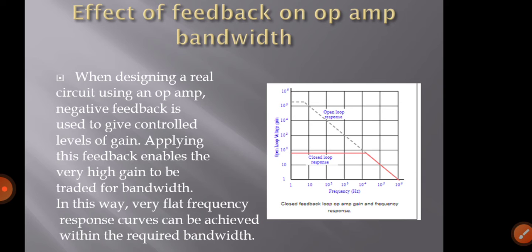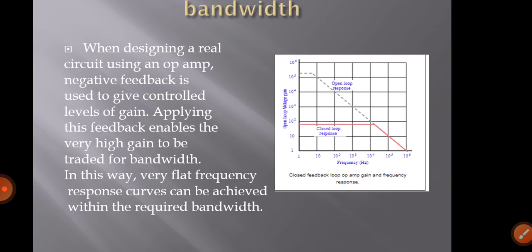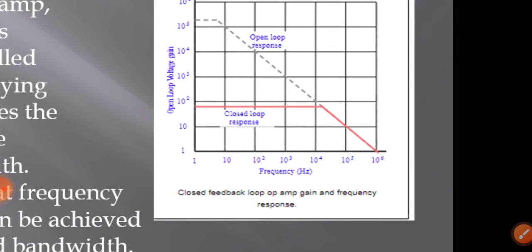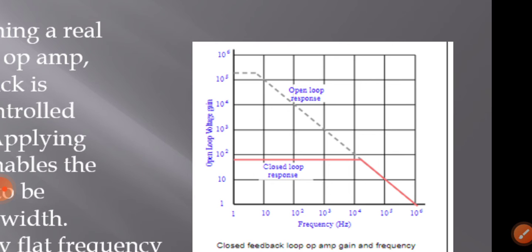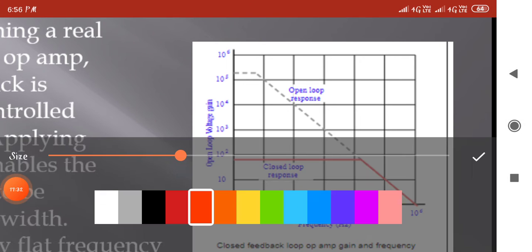When designing a real circuit using an op-amp, negative feedback is used to give controlled levels of gain. Applying this feedback enables us to trade the very high gain for bandwidth. In this way, very flat frequency response curves can be achieved with the required bandwidth. The closed loop op-amp frequency response depends on the frequencies like that.